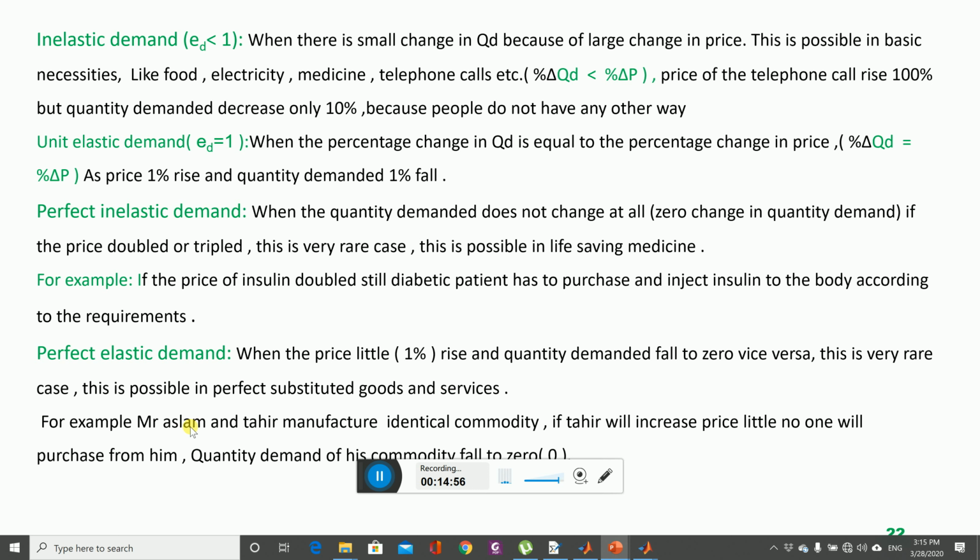For example, Mr. Aslam and Mr. Tahir manufacture an identical commodity. If Tahir increases the price a little, no one will purchase from him. Quantity demanded of his commodity will fall to zero. Again, I am repeating, this is a very rare case. So perfect elastic demand applies to identical commodities. If one individual increases the price a little, he will lose 100% of the customers.